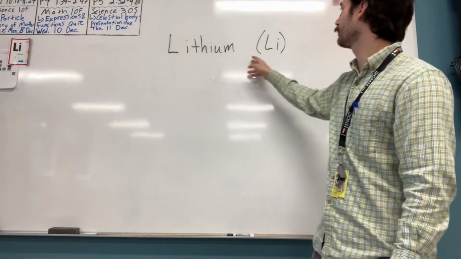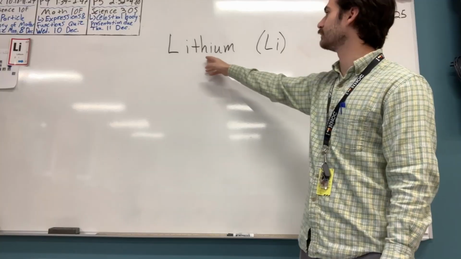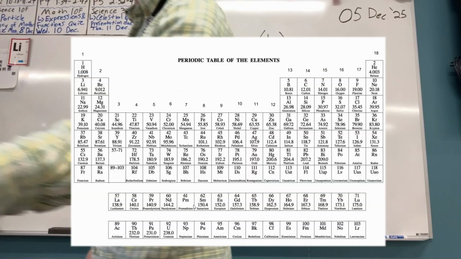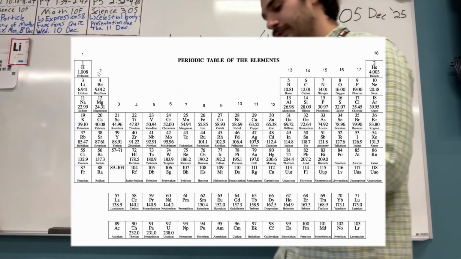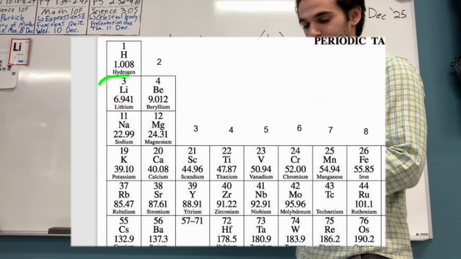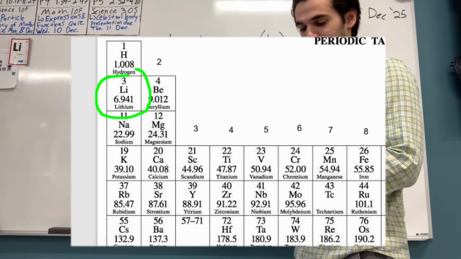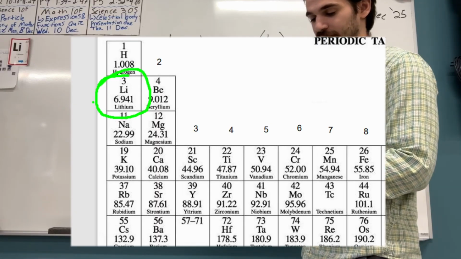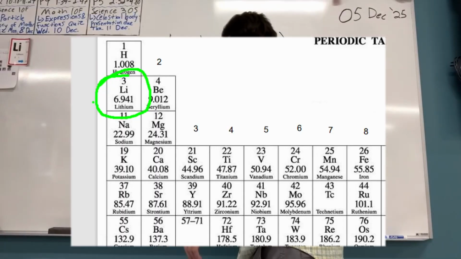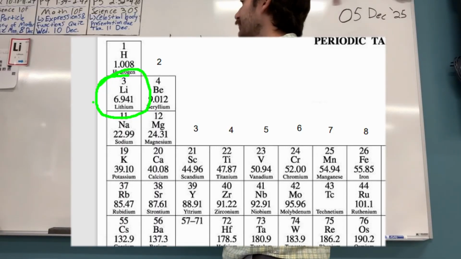So the first element we're going to try as an example is lithium, which has the symbol Li. If we look on our periodic table, lithium is up in the top left corner. It has atomic number 3, and it has an atomic mass of 6.941 AMU. That's the unit we would use to talk about atomic mass.